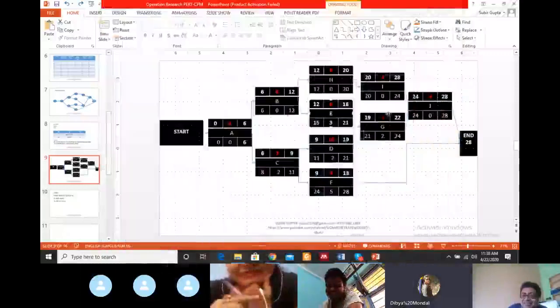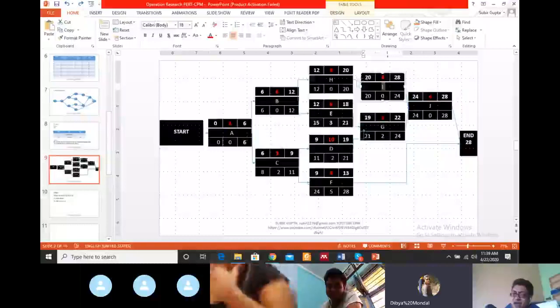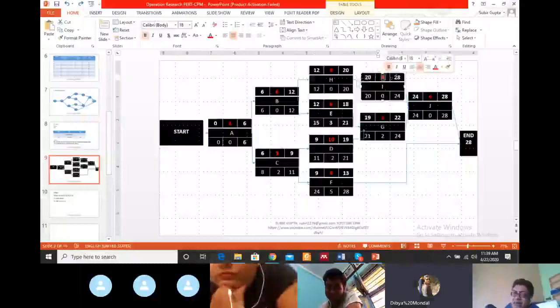Okay, can I start? Yes, sir. Now think about level I. It is the same as coming from level H. So the earliest start is 20, duration is 4, and the total time is 24. 24, right?